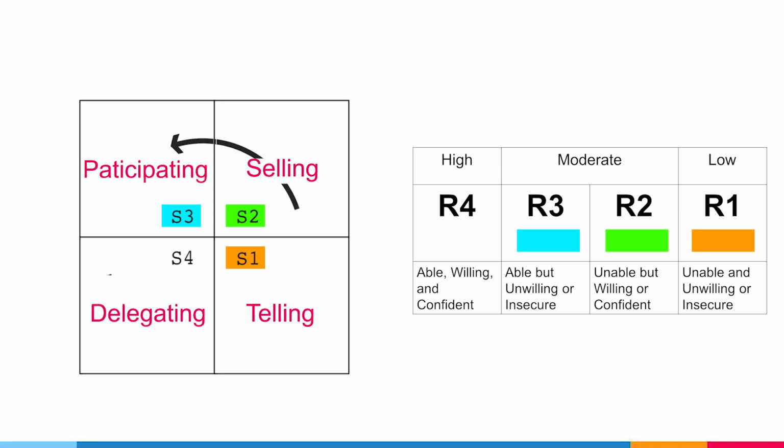Employees with the highest level of readiness should be led with a delegating style, S4. This delegating style is low in both task and relationship behaviors. This leader would allow the group to take responsibility for task decisions. Employees with high readiness require a minimal amount of leadership intervention.